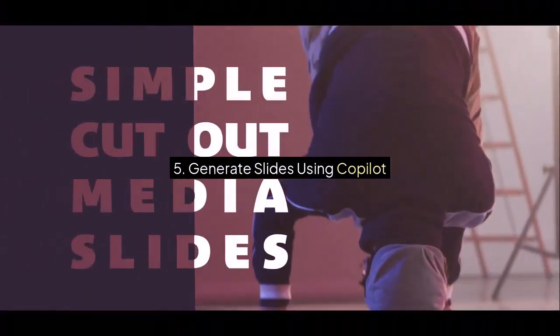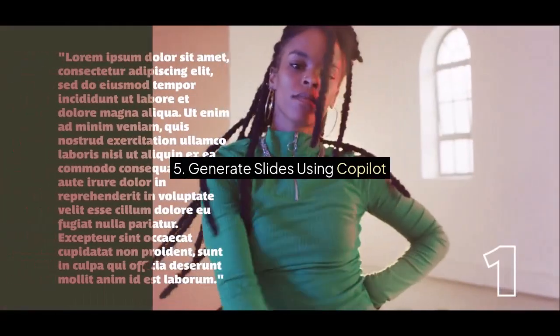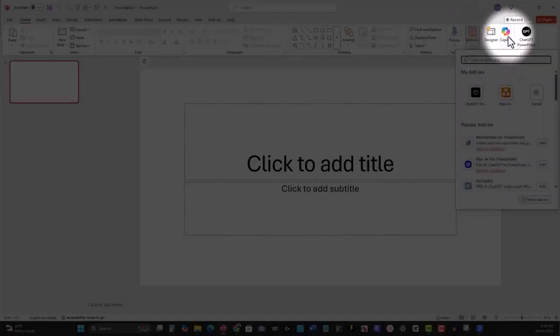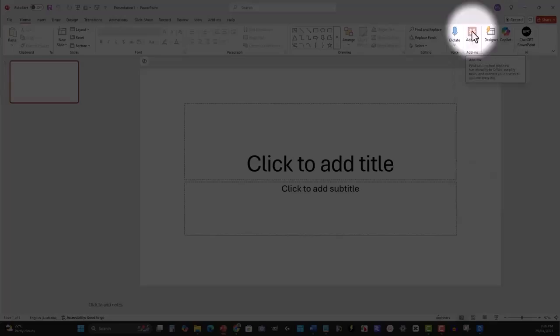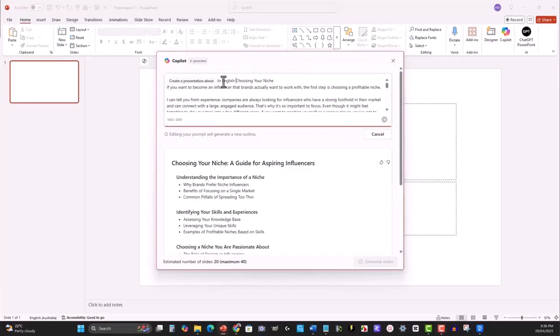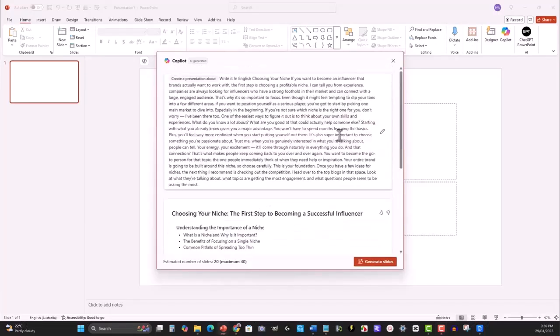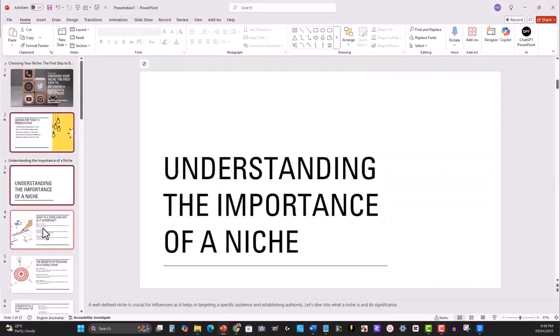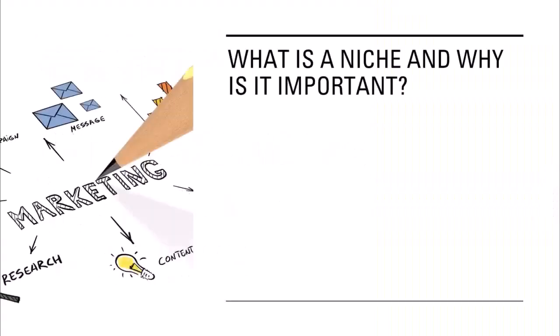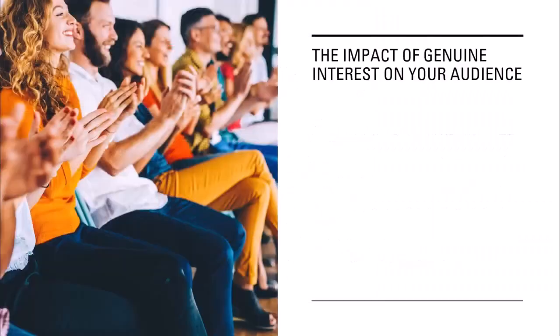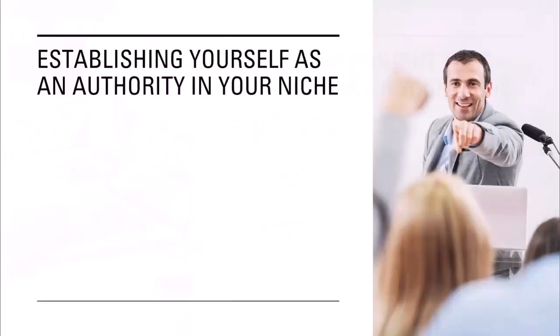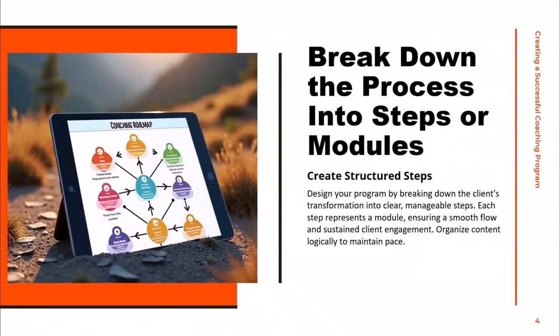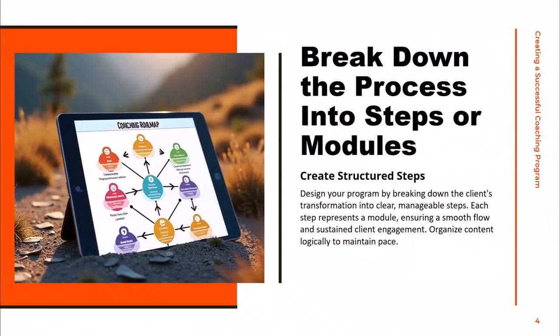Number 5. Generate slides using Copilot. Now that you have the voiceover ready, it's time to create the slides to match it. Head back over to PowerPoint and use Copilot to generate your slides. Feed it the rewritten content and let it create a slide deck based on the important points. When creating your slides, make sure you're not cramming too much information onto each one. Keep the slides clean and easy to follow. Focus on one main point per slide.